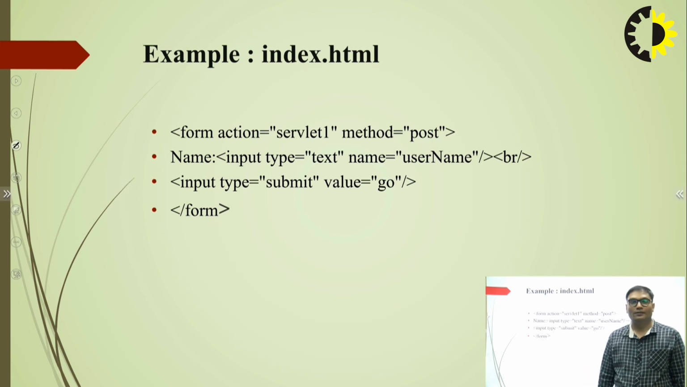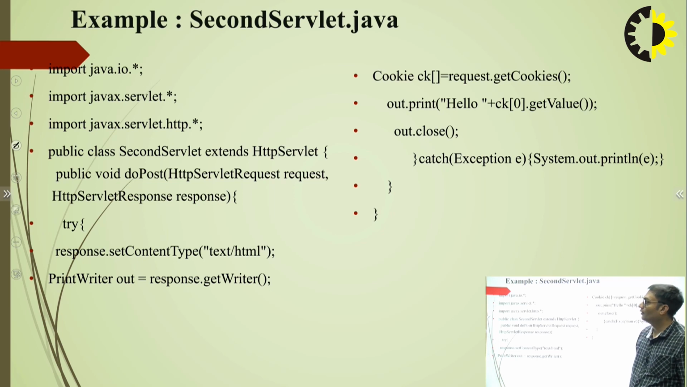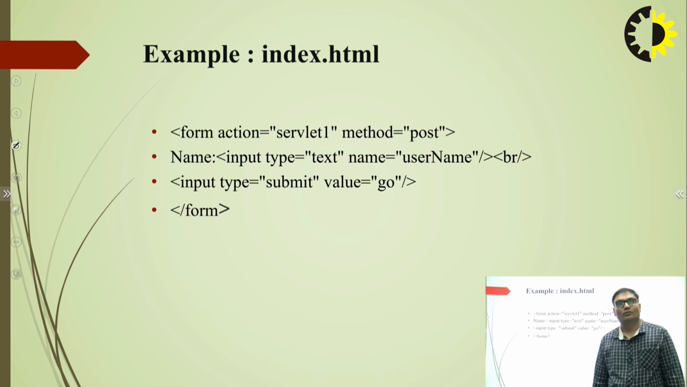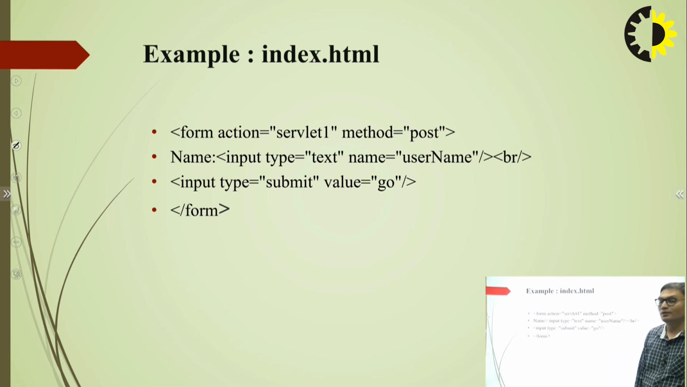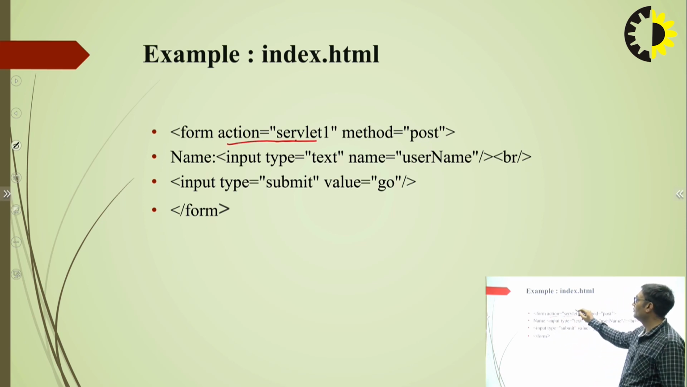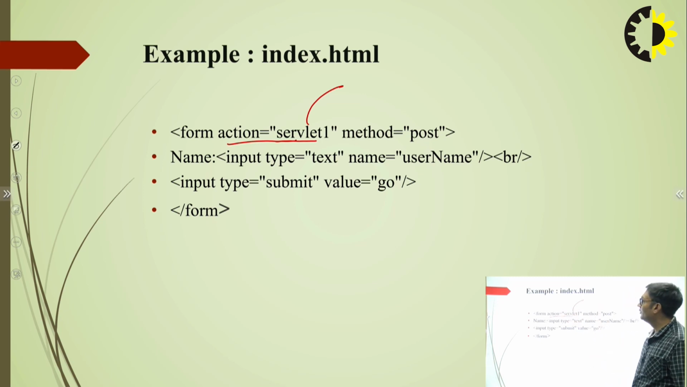Now, to understand how a cookie works, we will have 3 files. One is index.html, second is first servlet.java, and third is second servlet.java. So we need 3 files, right? So let's understand what is index.html. I am writing a form here, and the form action is servlet1. So we will go to the servlet1 program, and the method is post.